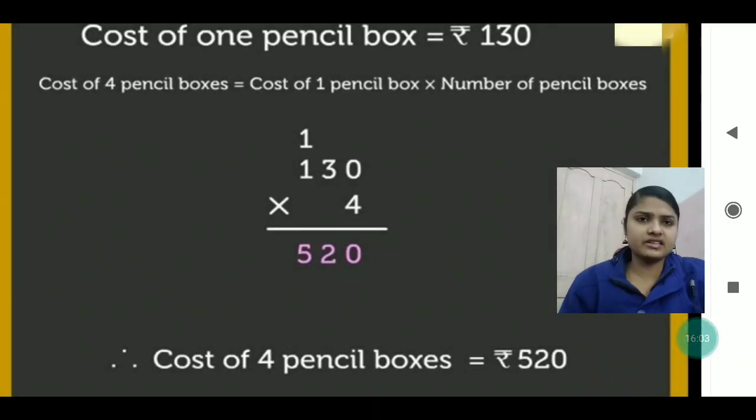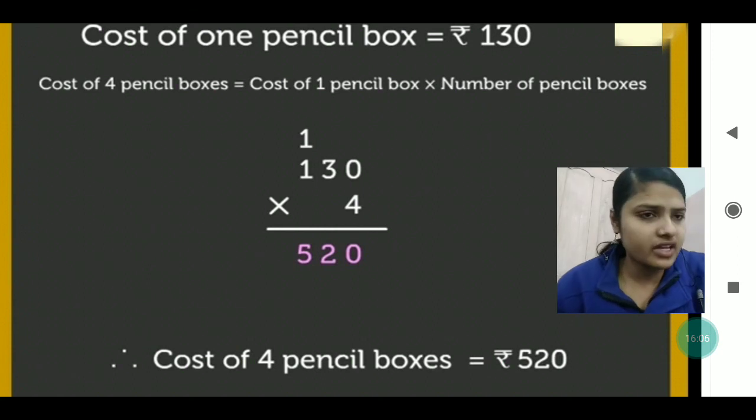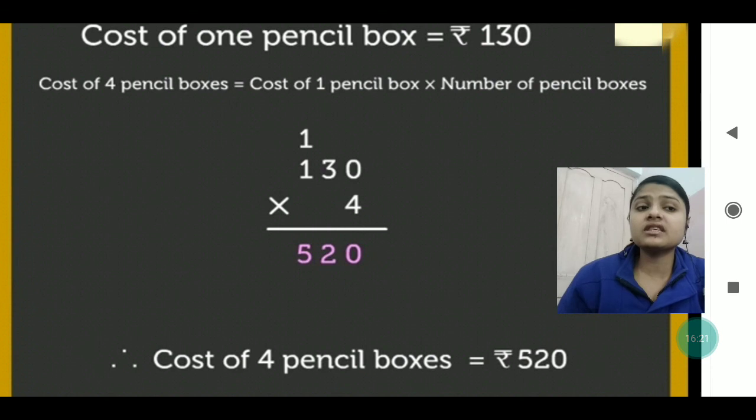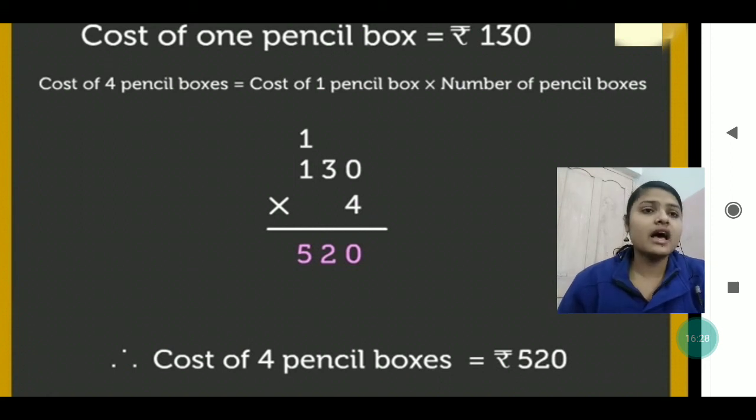Then you can see here it is written the cost of one pencil is given. You have to find the cost of 4 pencil boxes. Means the cost of one pencil box we have found out, that is 130. We have to find the cost of 4 pencil boxes. Previously it was given the cost of 6 pencil boxes, that is 780. Then we divided and calculated the cost of one pencil box. After that, we will multiply here, because we know the cost of one pencil box, so we can easily find the cost of the required number of pencil boxes.